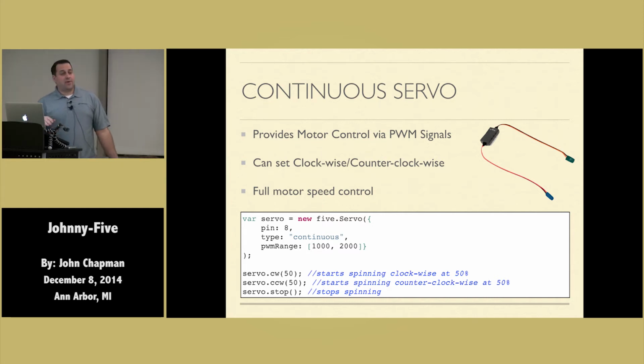All right, and then for the API, we say servo.clockwise 50%, right? That says spin clockwise 50%. You put in CCW 50%, it spins the opposite way at a speed of 50%. And you can also stop that motor. So again, a really simple API to interact with continuous servos.